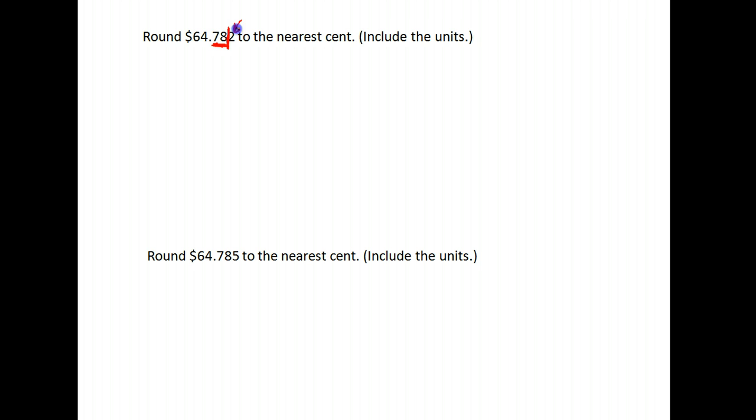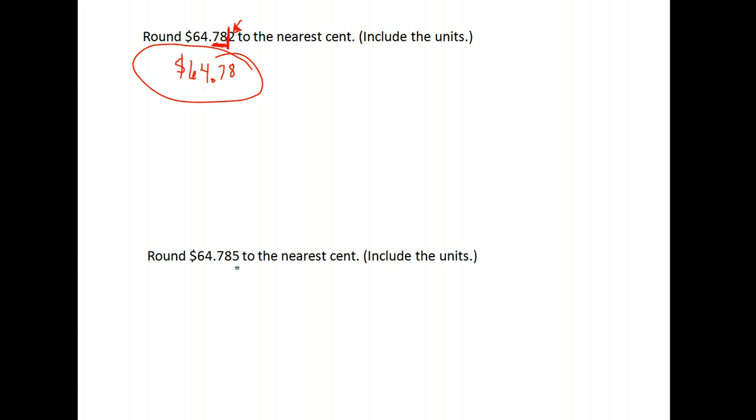To decide once again whether you're going to round up or stay, you look at that next number. If it's 5 or larger, you round up 1. If it's smaller than 5, you just stay. 2 is smaller than 5, so we just stay at 64.78, and it said to include units, so make sure you put the dollar sign on the front of the number, not at the end.